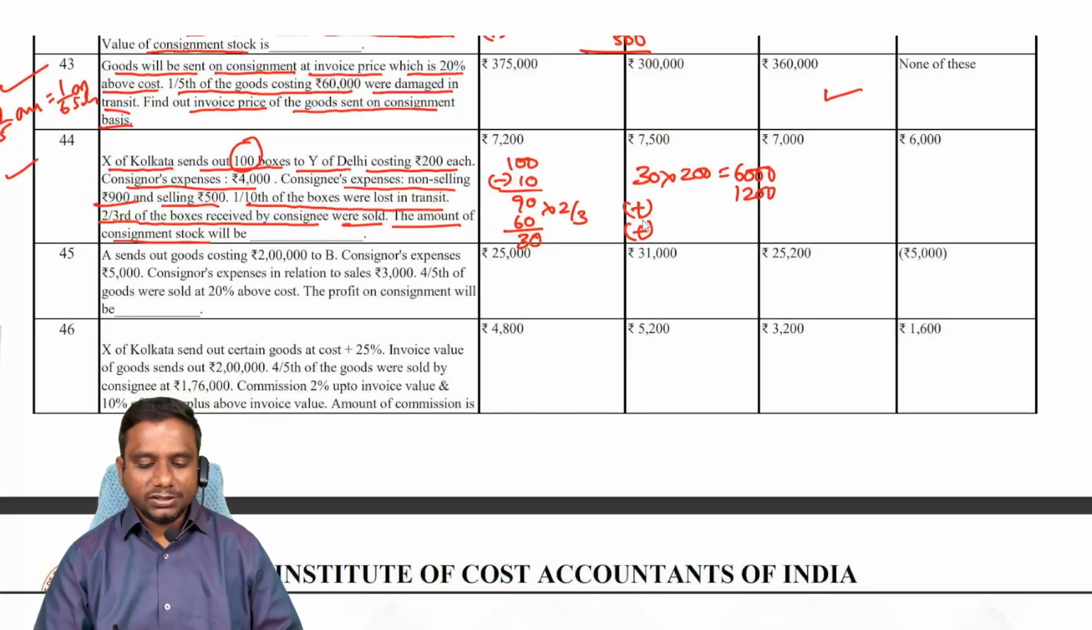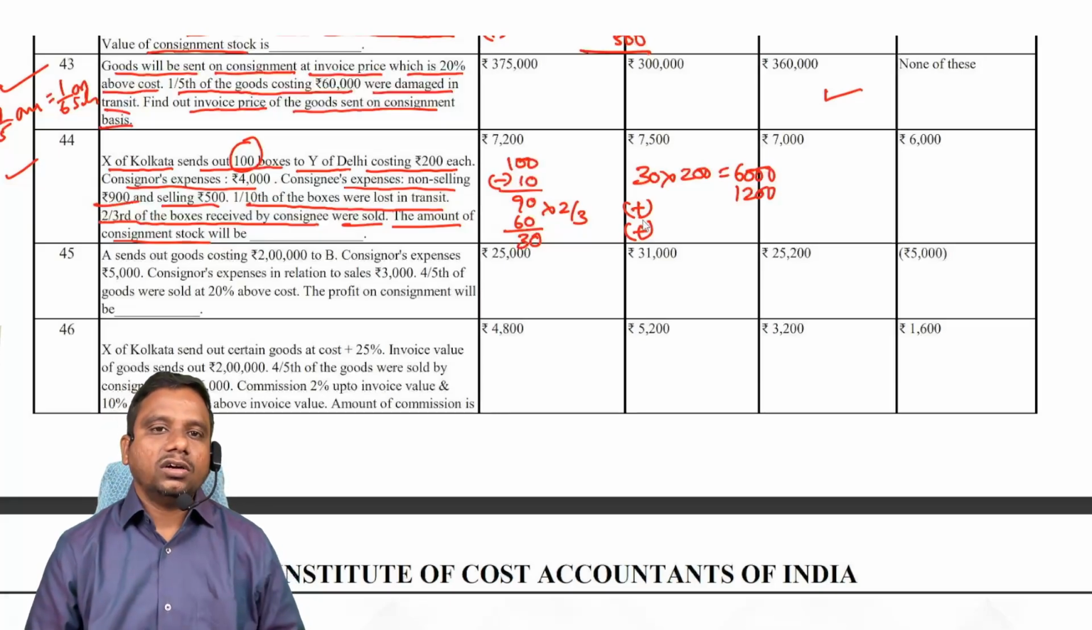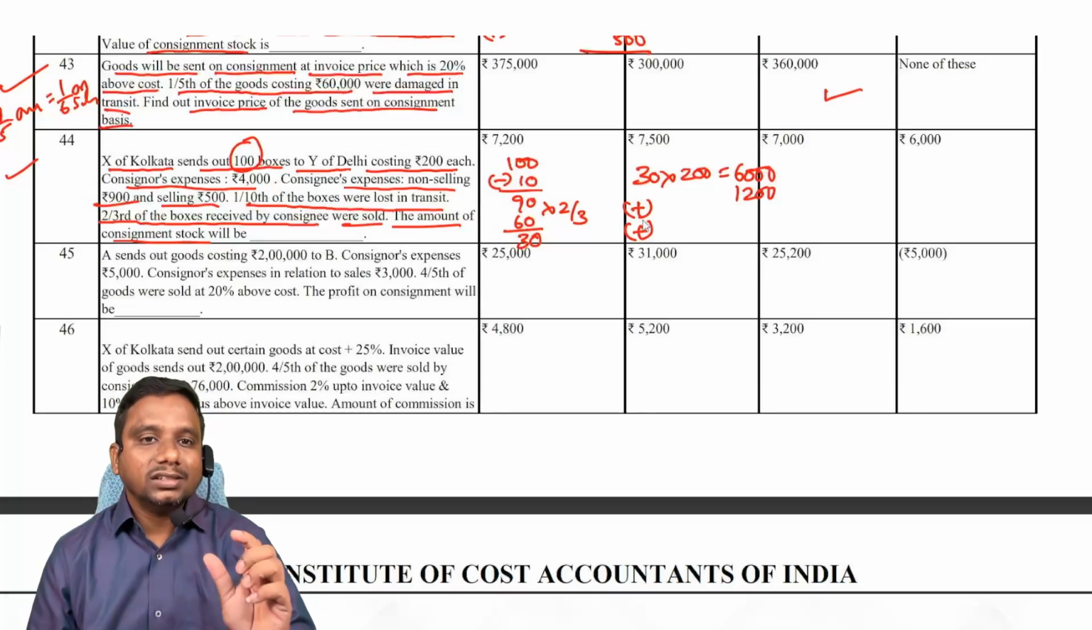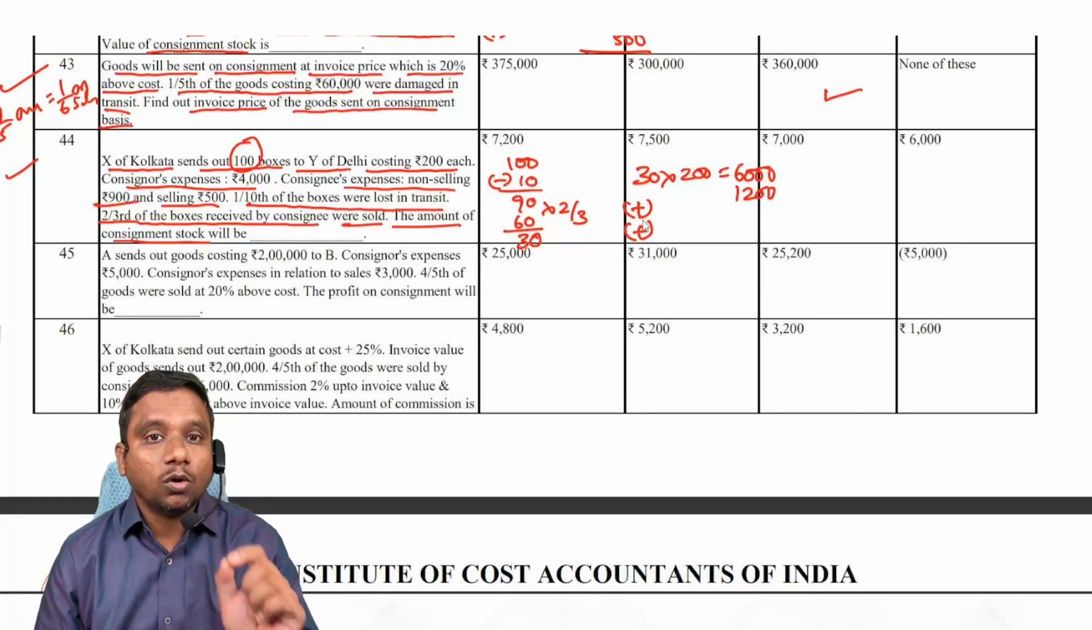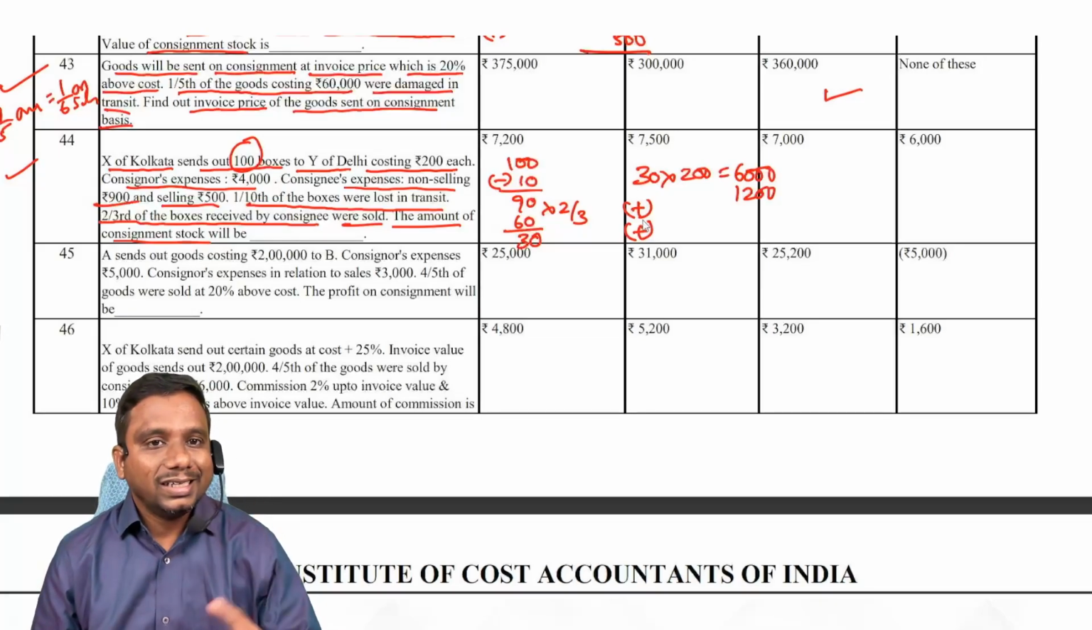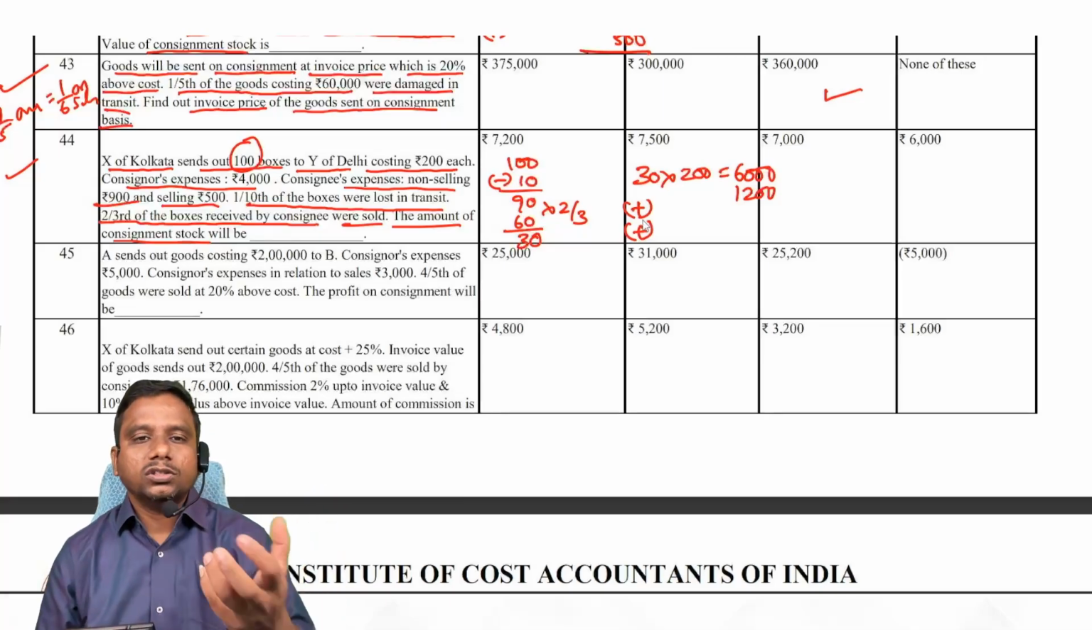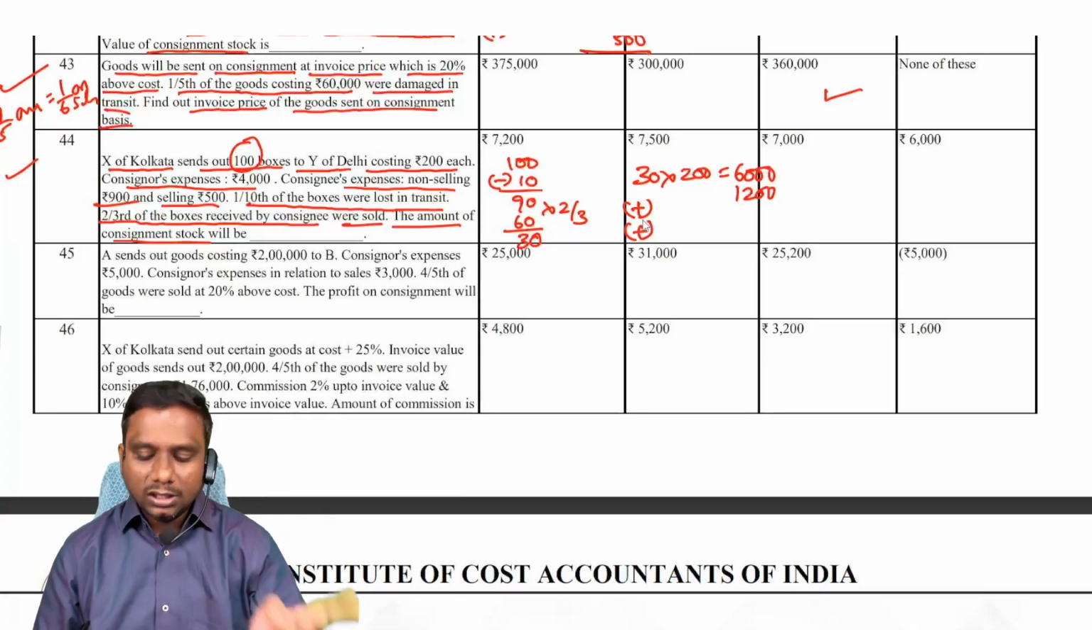Consignee non-recurring expenses. While you are calculating consignee non-recurring expenses, be careful. Why? Because here the consignee incurred non-recurring expenses on 90 boxes only, because the boxes were lost in transit. How many boxes were received by the consignee? 90 boxes.